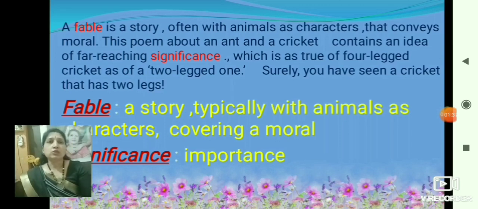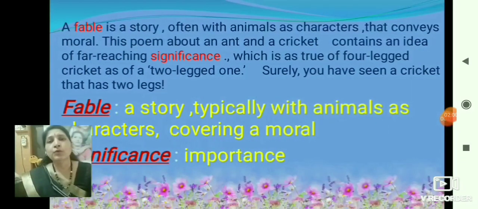A fable is a story, often with animals as characters, that conveys a moral. The poem about an ant and a cricket contains an idea of far-reaching significance, which is as true of a four-legged cricket as of a two-legged one. Surely you have seen a cricket that has two legs.